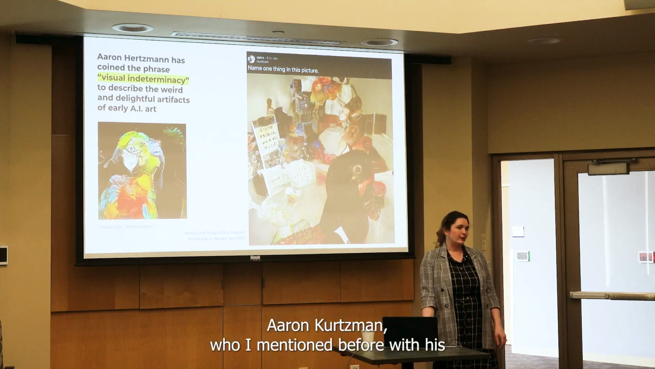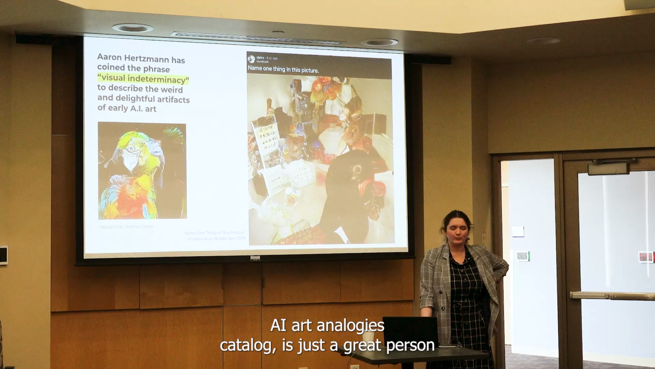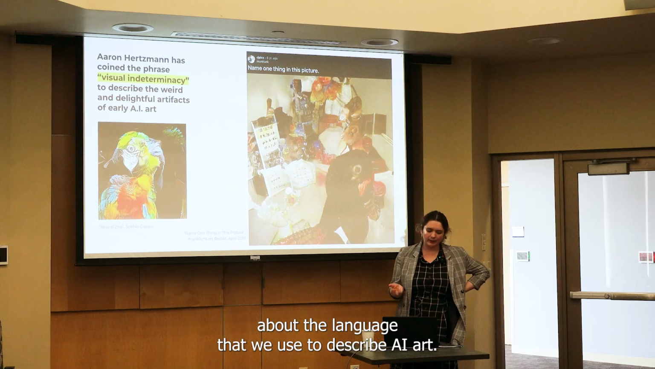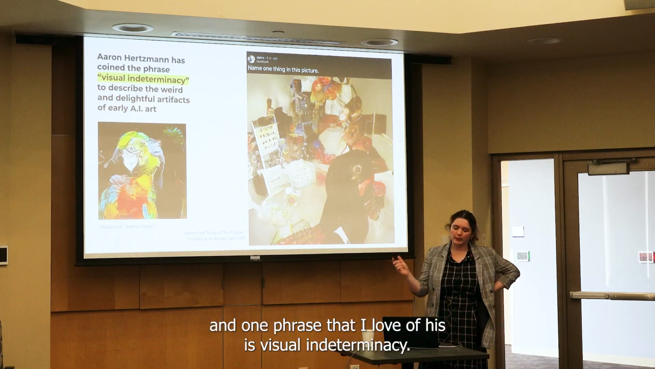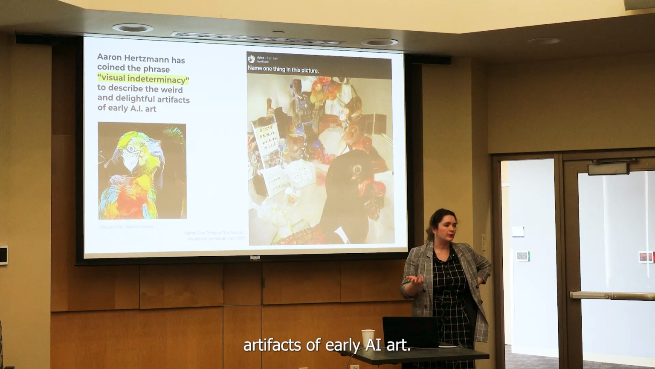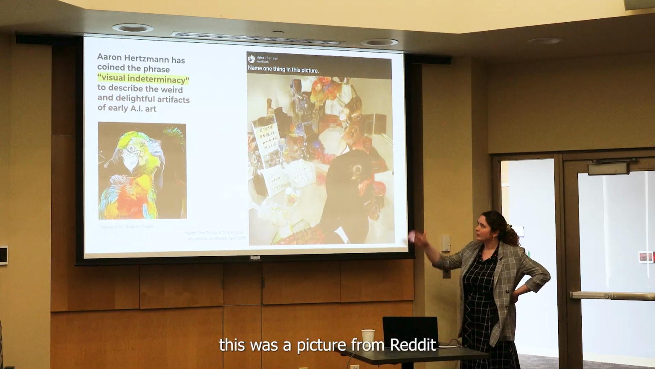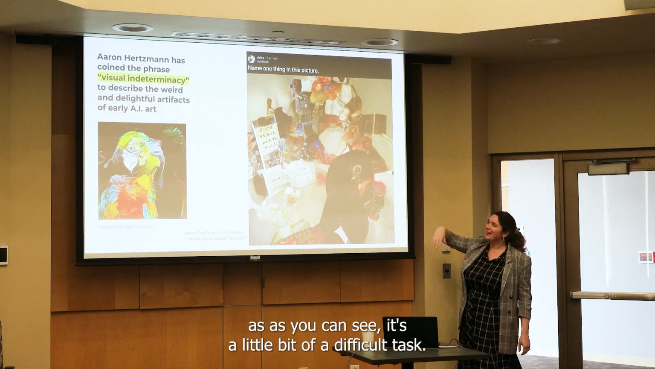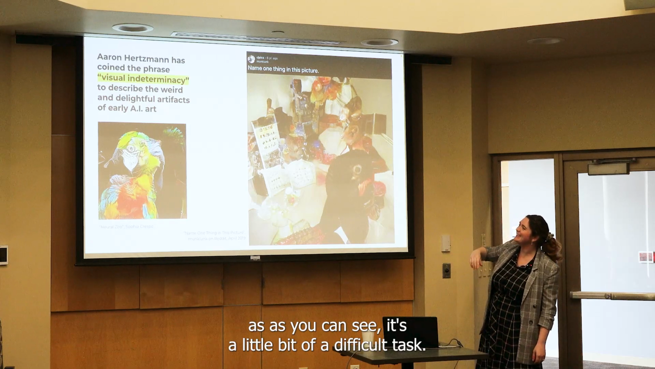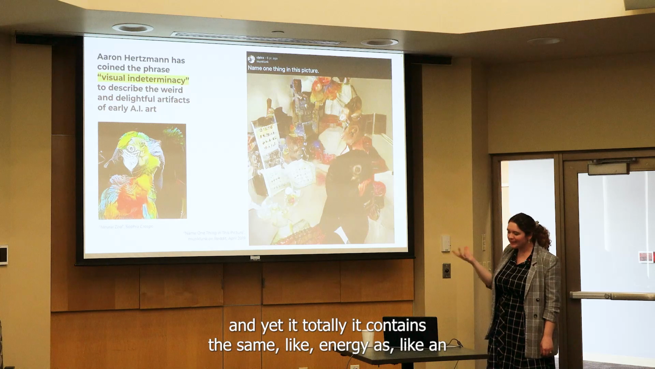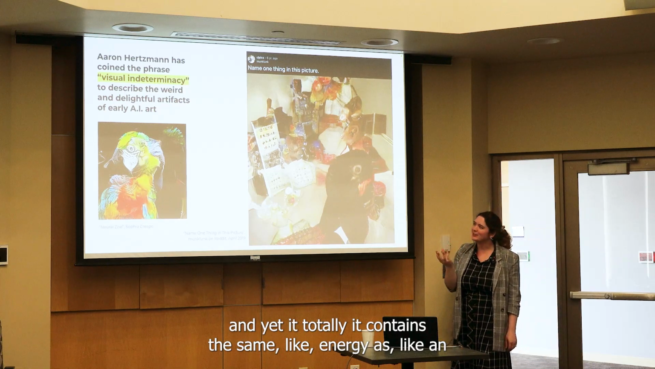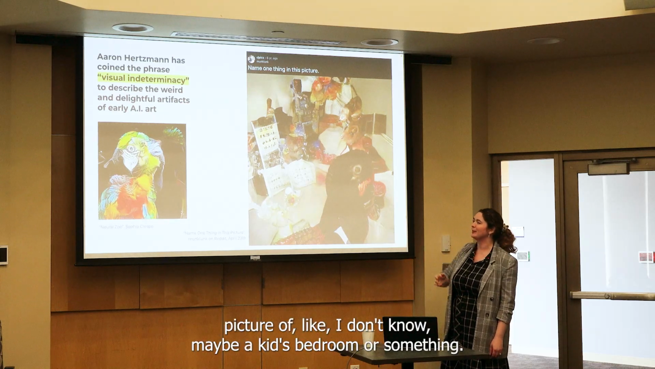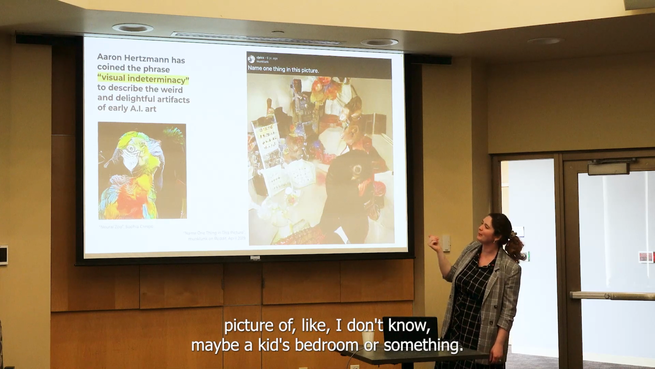Aaron Hertzman, who I mentioned before with his AI art analogies catalog, is just a great person to read in terms of thinking about the language that we use to describe AI art. And one phrase that I love of his is visual indeterminacy. So it's like the weird and delightful artifacts of early AI art. This was a picture from Reddit in 2019 that says, name one thing in this picture. As you can see, it's a little bit of a difficult task, and yet it contains the same energy as an early 2000s digital flash photography picture of, I don't know, maybe a kid's bedroom or something.